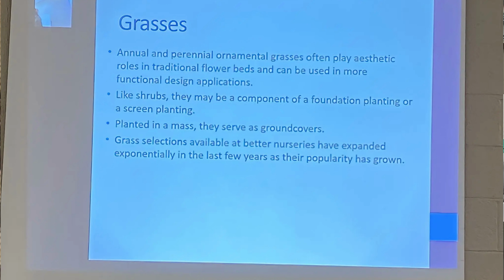Grasses. Annual and perennial ornamental grasses often play aesthetic roles in traditional flower beds and can be used in more functional design applications. Like shrubs, they may be a component of a foundation planting or a screen planting. Planted in a mass, they serve as ground covers. Grass selections available at better nurseries have expanded exponentially in the last few years as their popularity has grown.